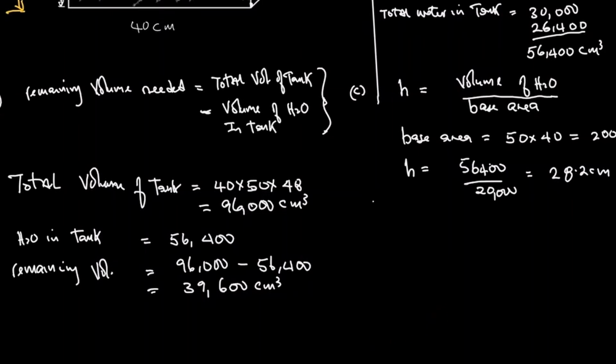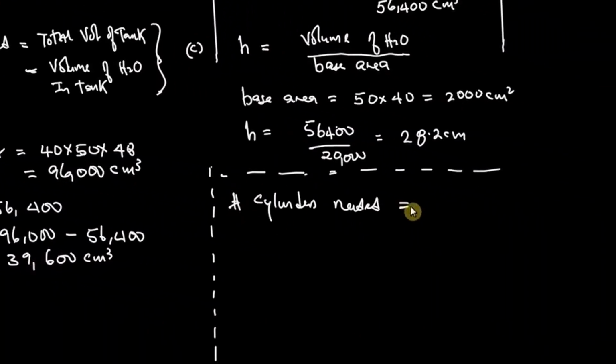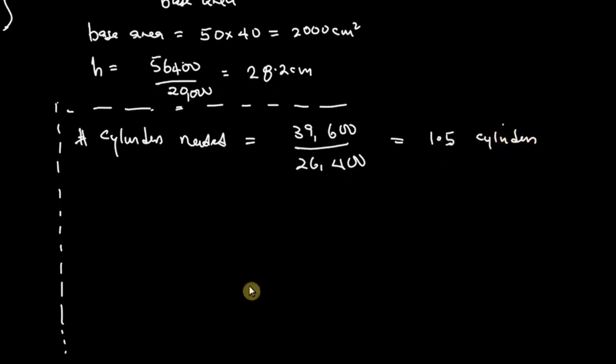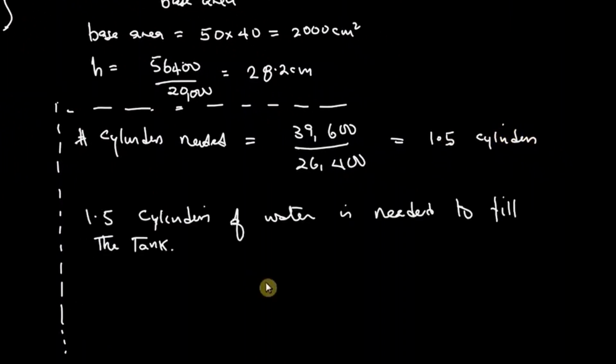So how many cylinders of volume 26,400 do we need to fill a volume of 39,600? The number of cylinders needed is equal to the volume remaining divided by the volume of the cylinder. This works out to be 1.5 cylinders. So 1.5 cylinders of water is needed to fill the remaining volume in the tank. Let's move on to the next question.